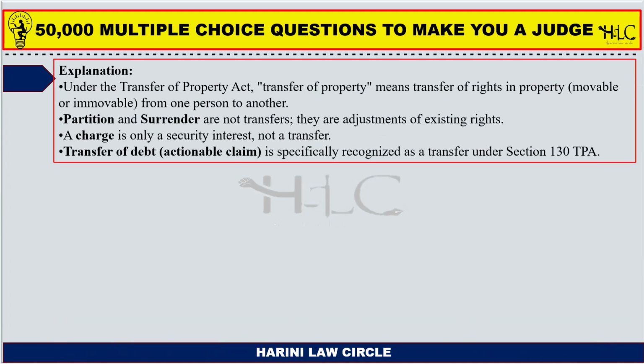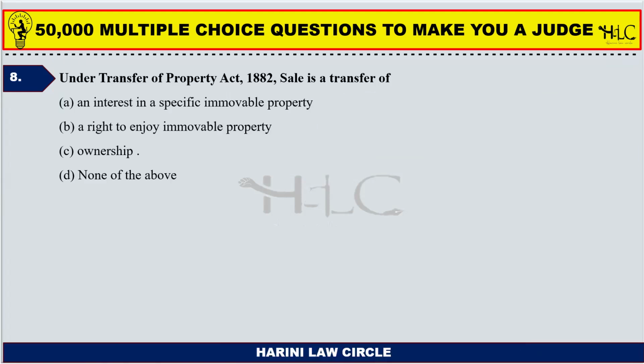So partition and surrender are not transfers. They are just adjustments of existing rights. And a charge is only a security interest, which is not a transfer. But transfer of a debt is an actionable claim. So when I say it is an actionable claim, it can be sued. The property which is transferred, that is a debt, can be sued and it is actionable. So it is specifically recognized as a transfer under Section 130 of the Transfer of Property Act 1882.